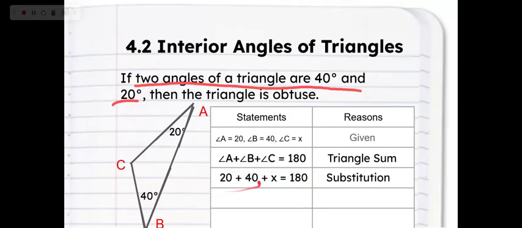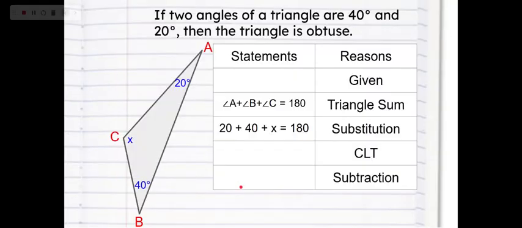Solving the algebra problem, I'm going to combine like terms. So combine like terms, I get 20 plus 40 is 60. And then I'm going to subtract the 60 to get it to the opposite side. And so I get X equals 120. And so since it is 120 degrees, yes, this is an obtuse triangle. So this is a true sentence.